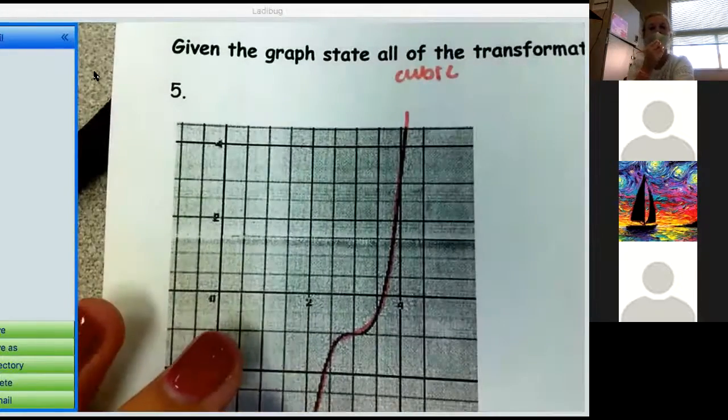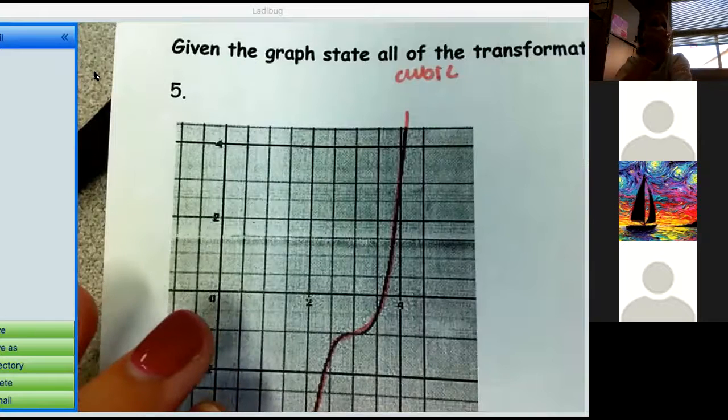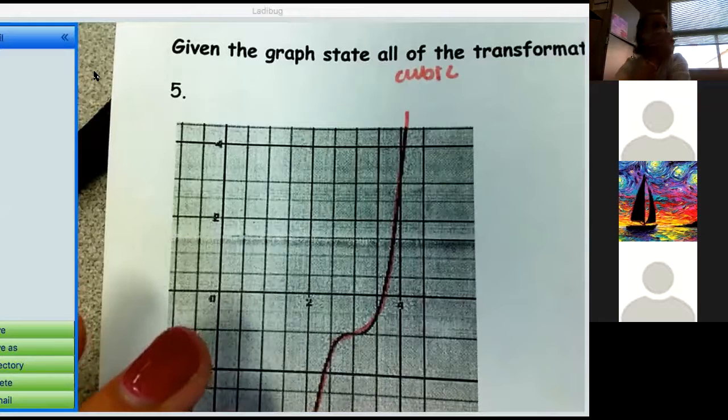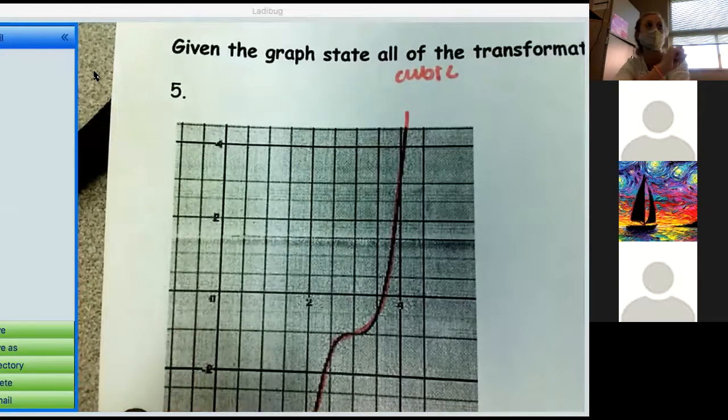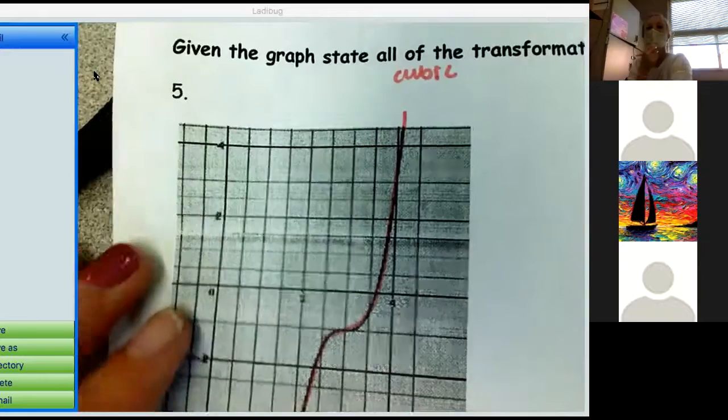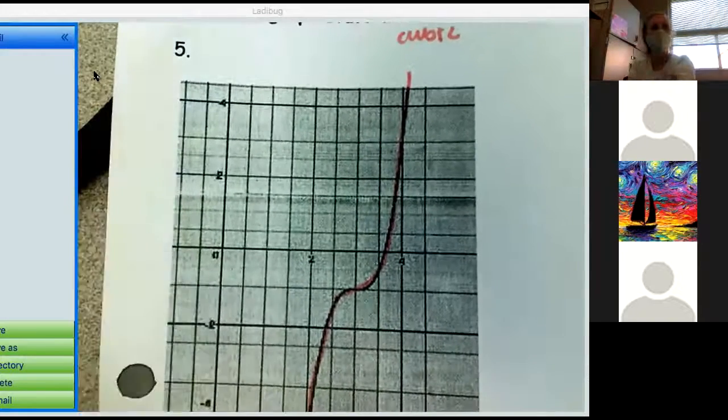Okay? Now, I know the graphs were hard to see. It's hard for me to get really good pictures of graphs with these copiers because they're old and janky. Okay? I did my best. On your test, you will be able to see the graphs really well.